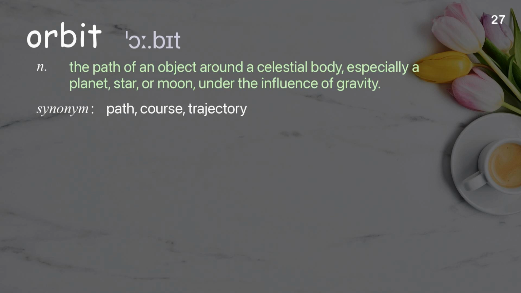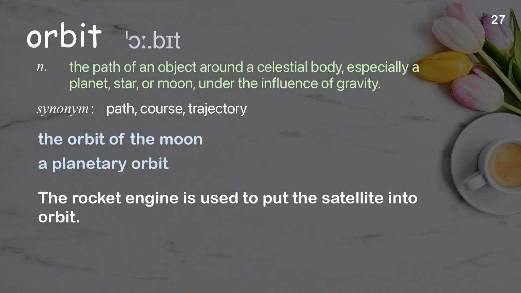Orbit. The path of an object around a celestial body, especially a planet, star, or moon, under the influence of gravity. Examples. The orbit of the moon. A planetary orbit. The rocket engine is used to put the satellite into orbit.